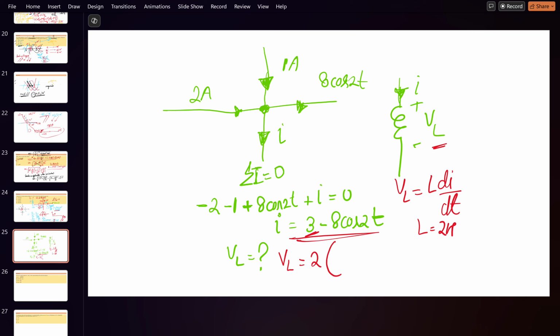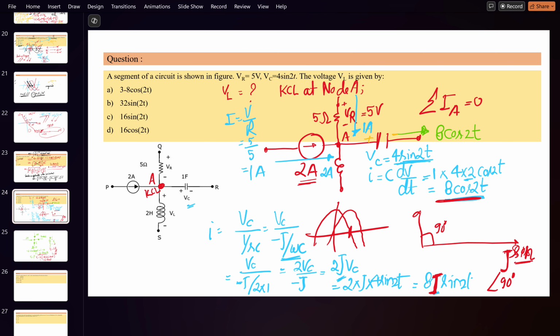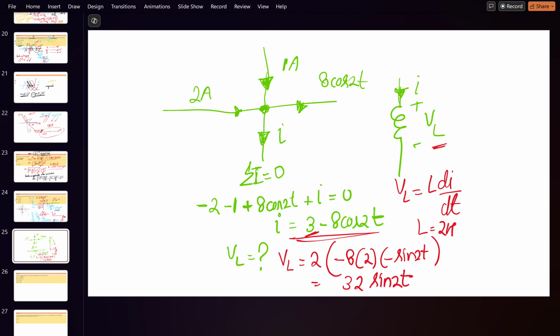If you differentiate the DC term, it will become 0. And this minus 8, this is 2. Cos becomes minus sine 2t. It will come out to be 32 sine 2t. Okay, that is the same answer if you see here, the 32 sine 2t. That is the B option. Any doubt in this?